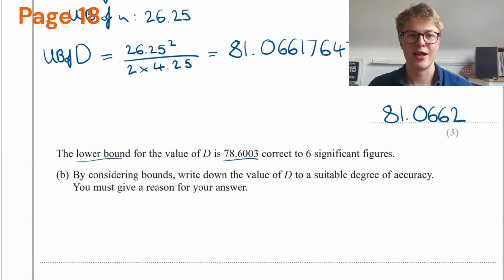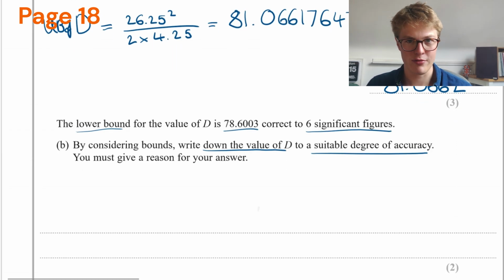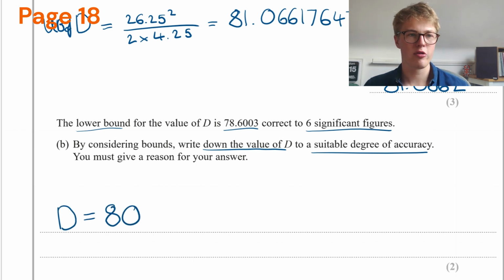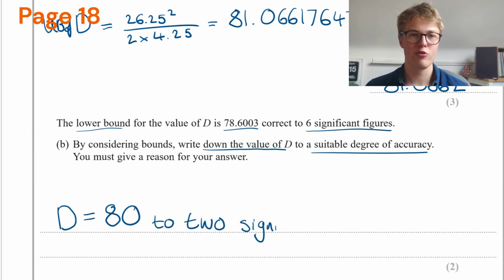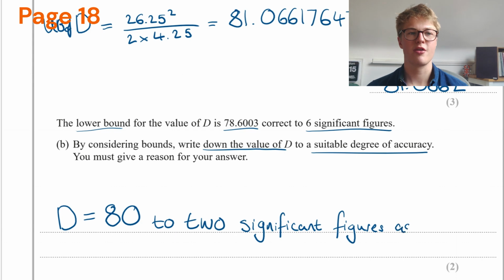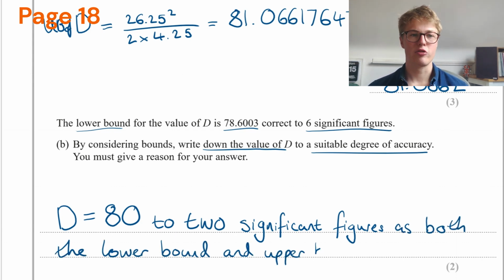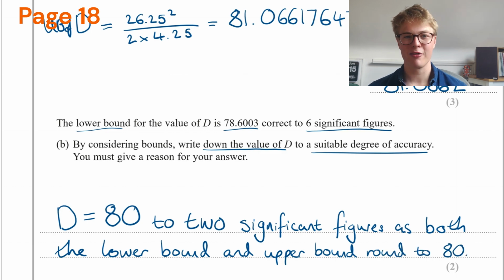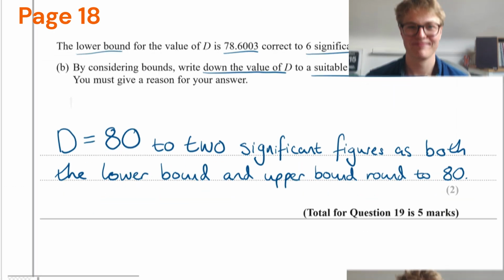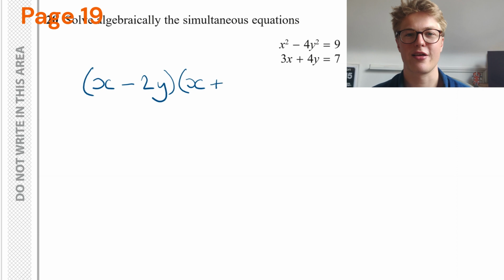The lower bound for the value of D is 78.6003, correct to 6 significant figures. By considering bounds, write down the value of D to a suitable degree of accuracy. You must give a reason for your answer. I said D is 80 to 2 significant figures, as both the lower bound and the upper bound round to 80. Solve algebraically the simultaneous equations.